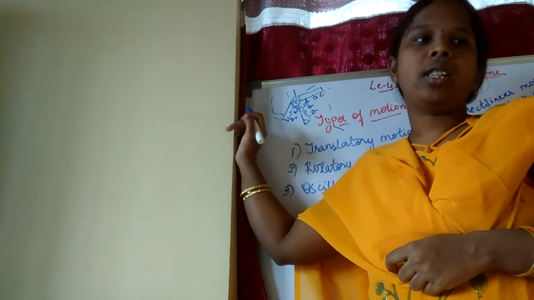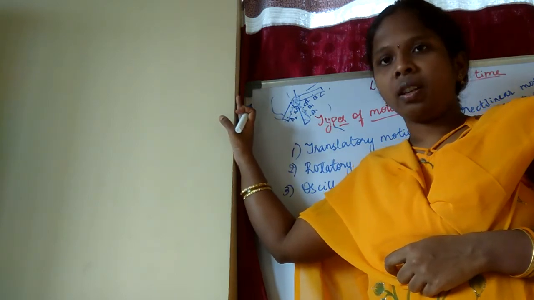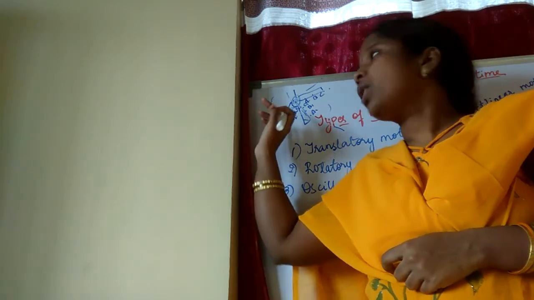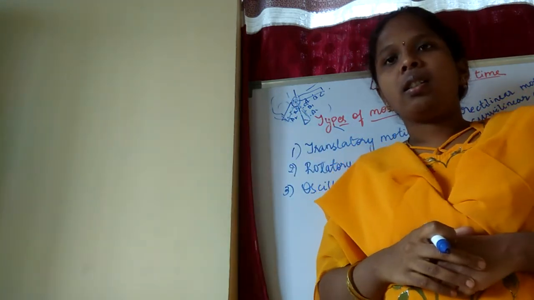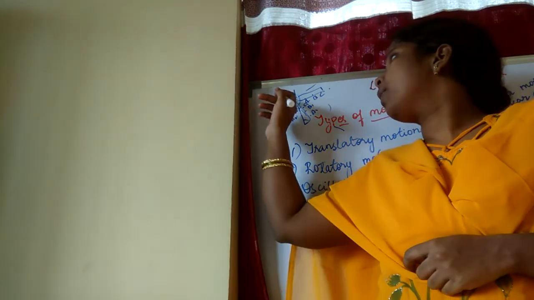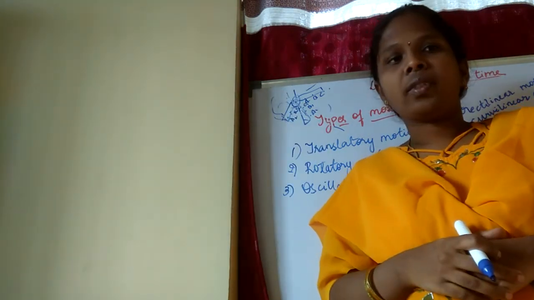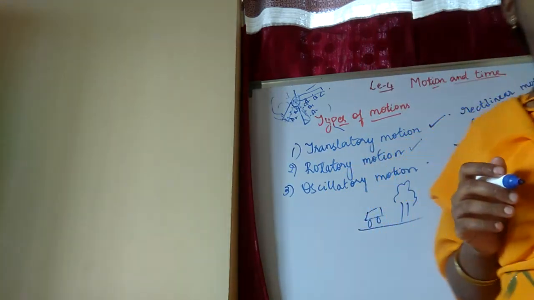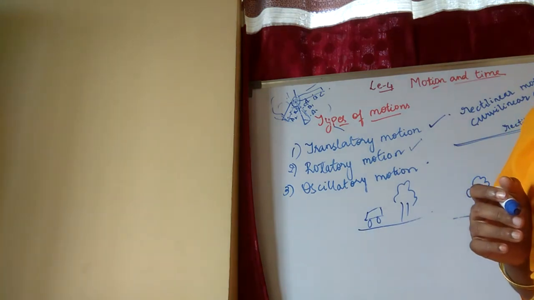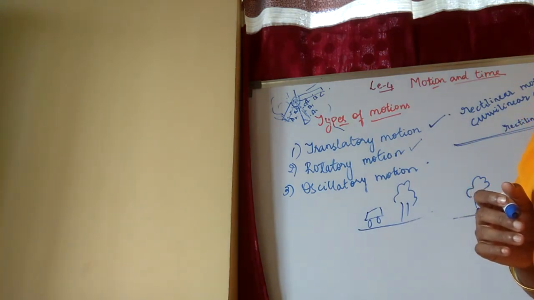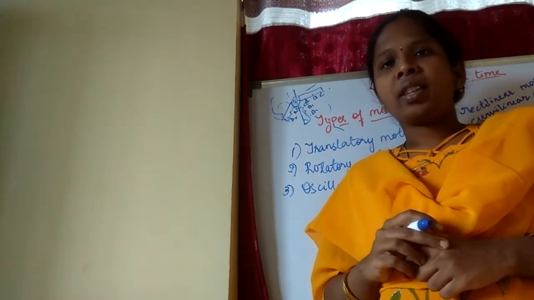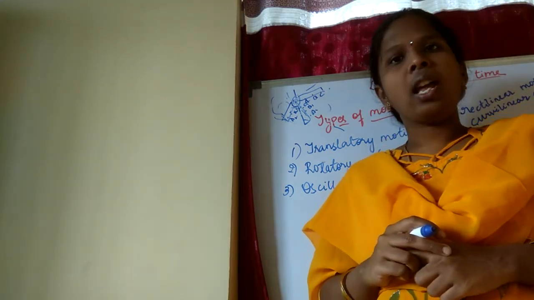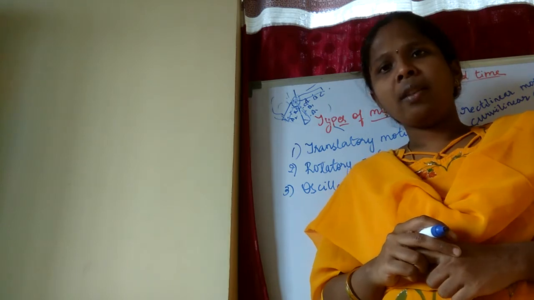The center should be the same and they are moving in a circular path. This is called rotatory motion, and these are the axes of rotation. So this is said to be rotatory motion. If you want to tell it in an easy manner, it is moving in a circular path depending upon the fixed center.